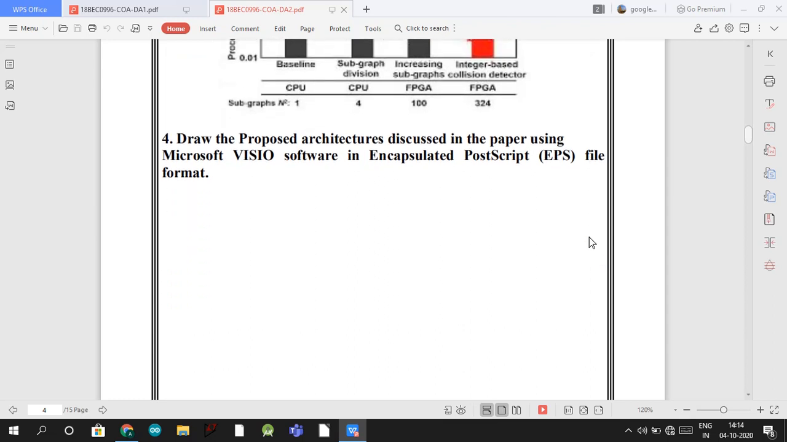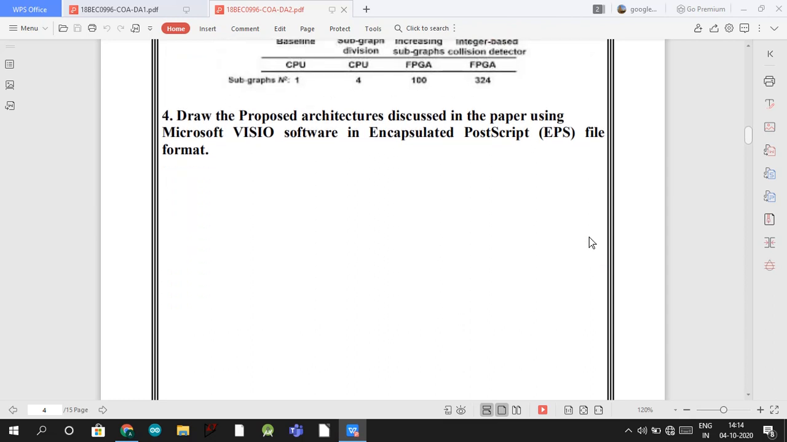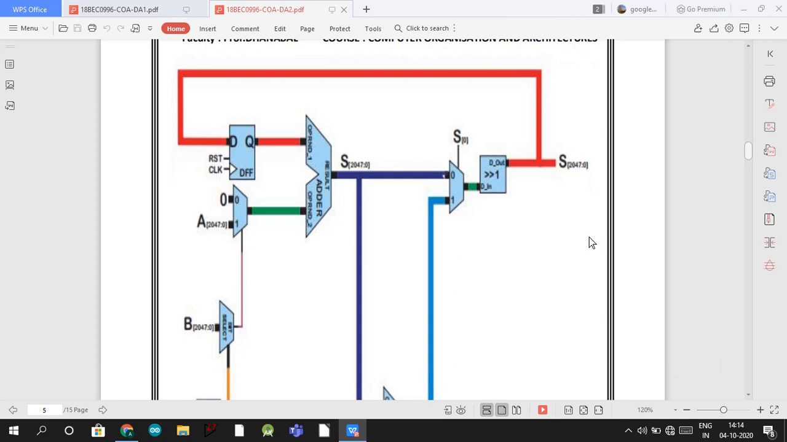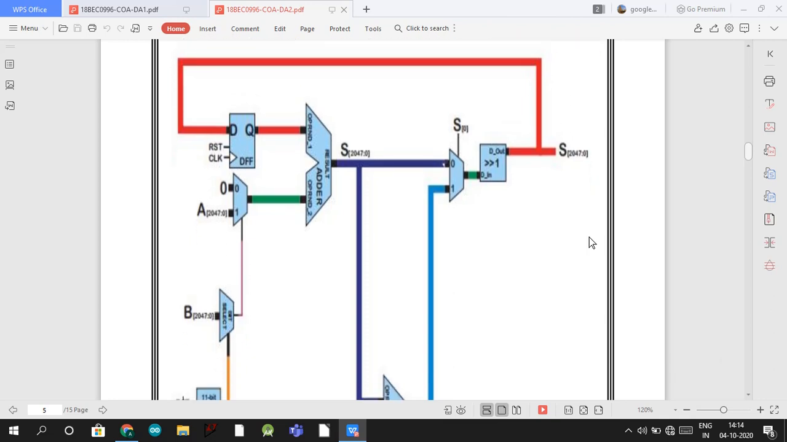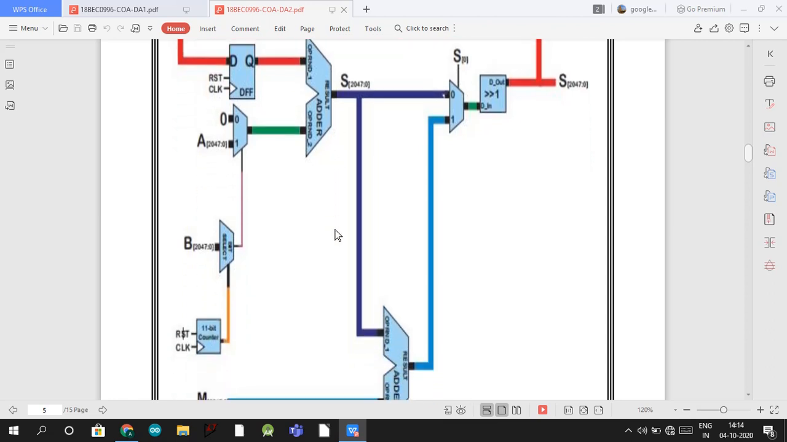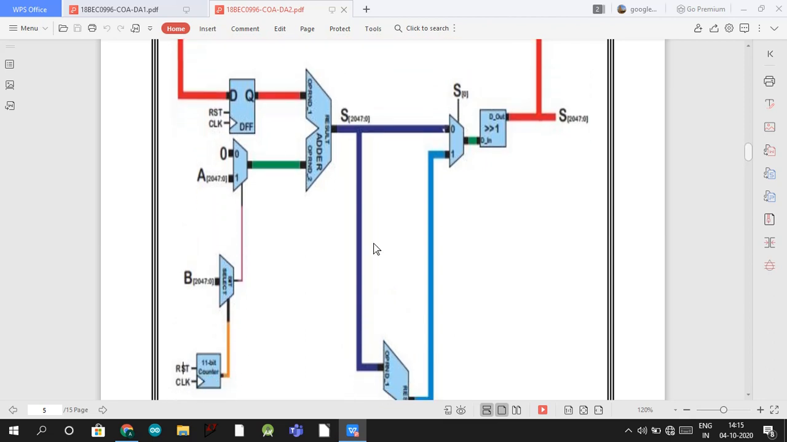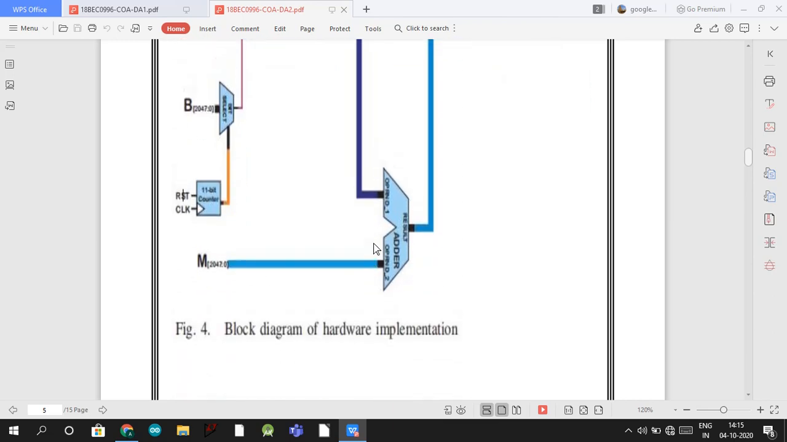Then we go to the fourth question: draw the proposed architecture discussed in the paper using Microsoft Visio. So this is the proposed architecture for 64-bit. The reset, flip flop and arithmetic logic units, this kind of thing is also there. Some adder is there. So here you can see it is for the 64 bits.